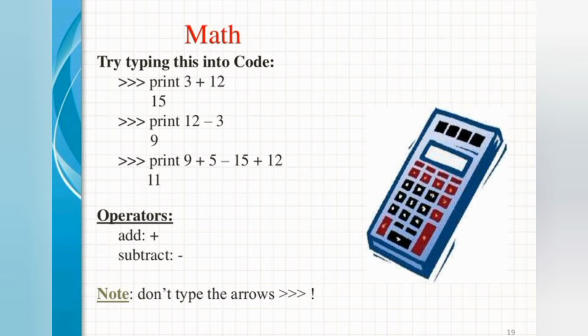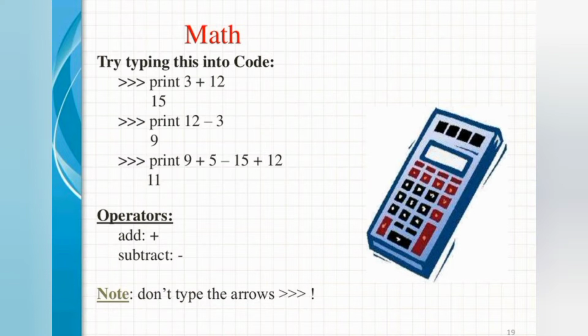First print 3 plus 12, then you will find 15. After that, print 12 minus 3, then the system returns 9. After that, you print 9 plus 5 minus 15 plus 12, then the answer is 11.